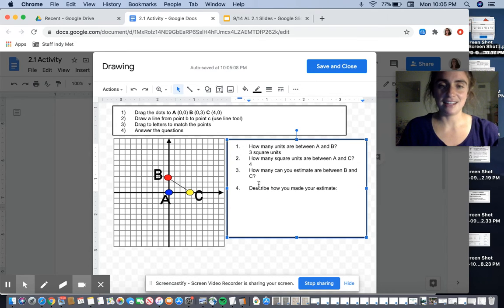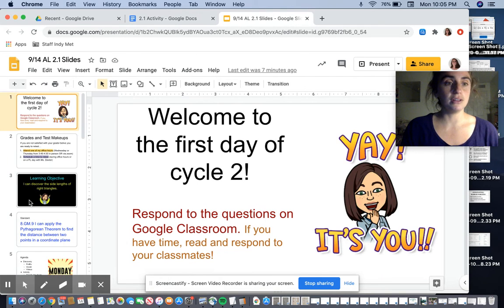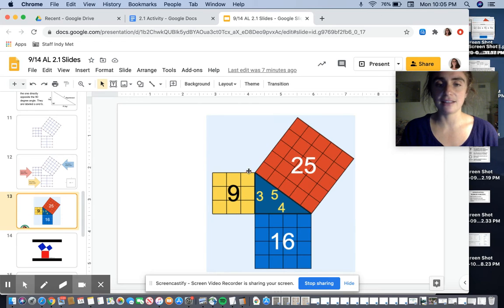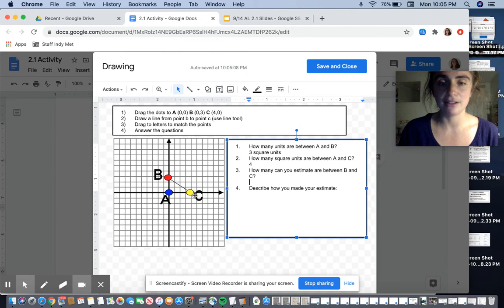The next one: how can you estimate between B and C? This is where it gets a little tricky. If you remember, or if you don't remember because you weren't there, look at this slide. We looked at this as a class, and it showed that this triangle is made up of perfect squares. Perfect squares are something we talked about all of last unit. This one's the 9, so 3 times 3. This one's 16, 4 times 4. This one's 25, 5 times 5. If you utilize this image when estimating the side length of this hypotenuse, you're going to get a very close estimate or even the exact answer.